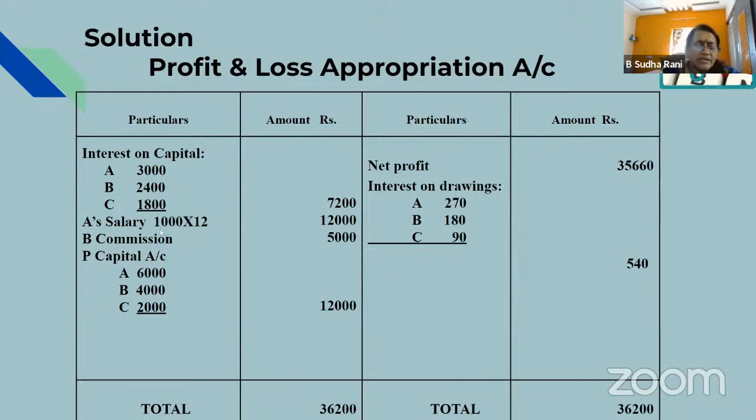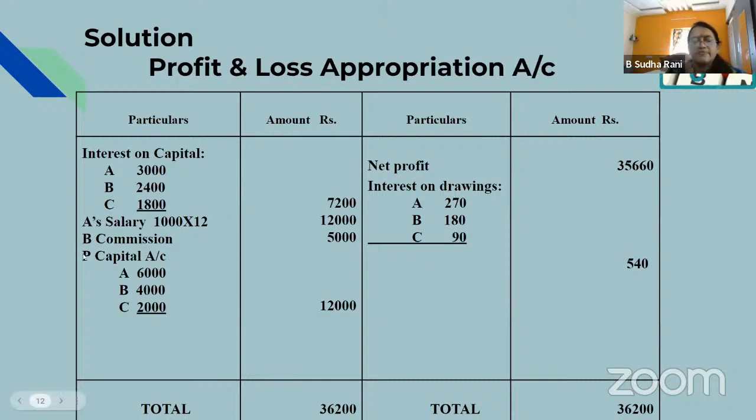Next, partner A is getting the salary. Again, there also you should write A's capital account, in bracket salary, and he mentioned 1,000 per month. So we are supposed to take it for the whole year. So 1,000 into 12. Next, B's capital, because partner B is taking the commission. So B's capital in brackets, you must mention commission, which is 5,000. Directly we will take, right?